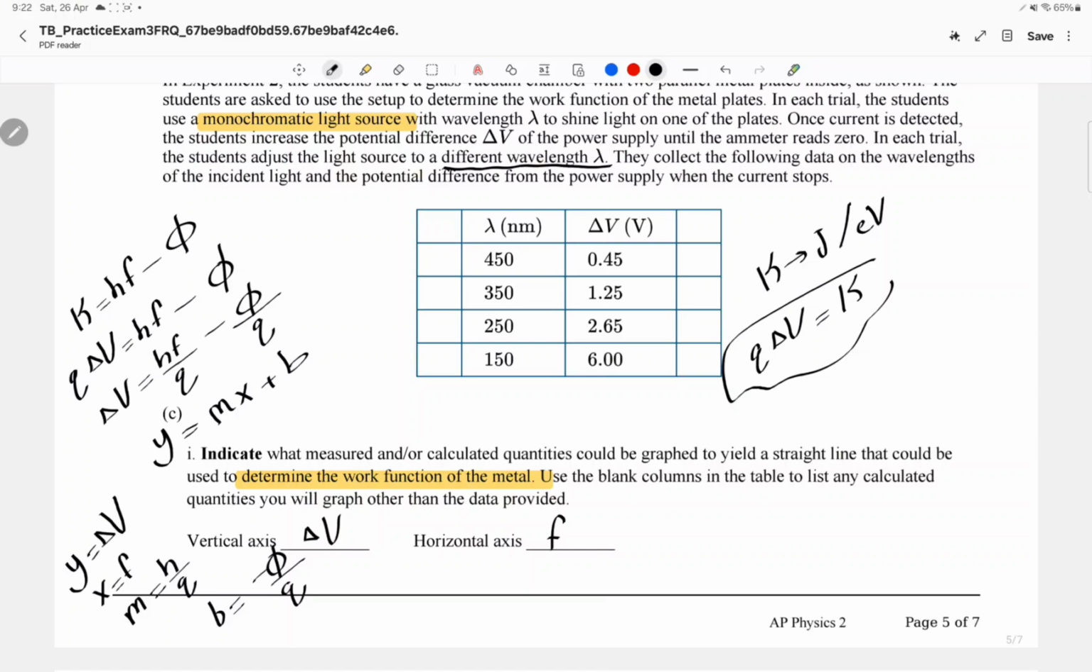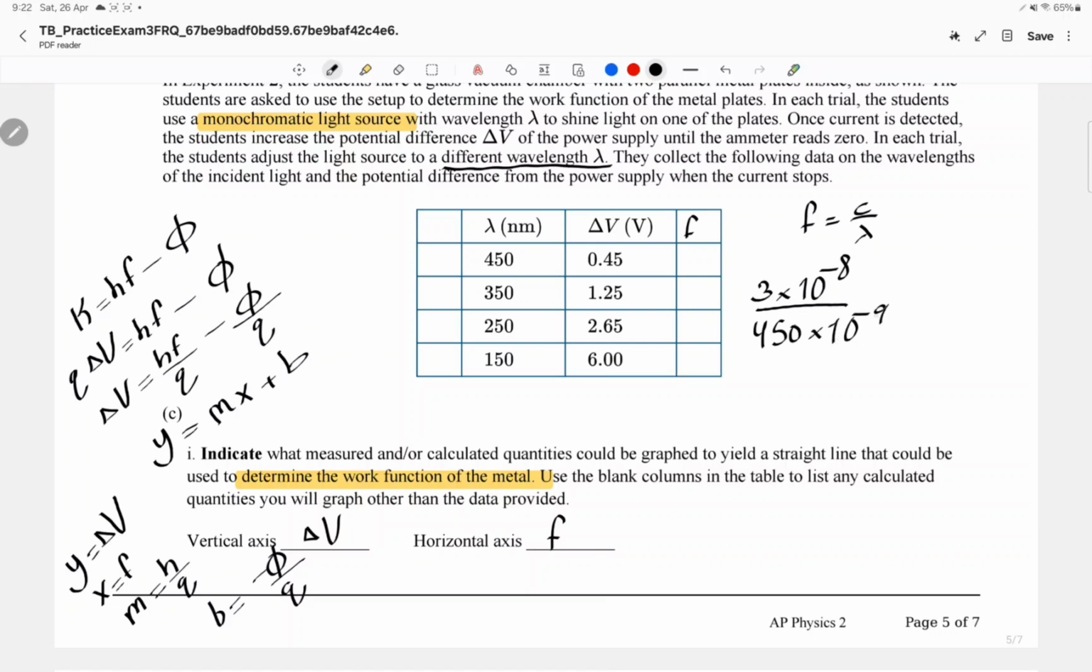So use the blank columns in the table to list any calculated values. Well, we should now calculate the f, right? So how would we calculate the f? By doing f = c over lambda. So we're going to apply c over the lambda in meters for all of the rows. We have 4 rows, we must apply it 4 different times. Sorry, the speed of light is positive.